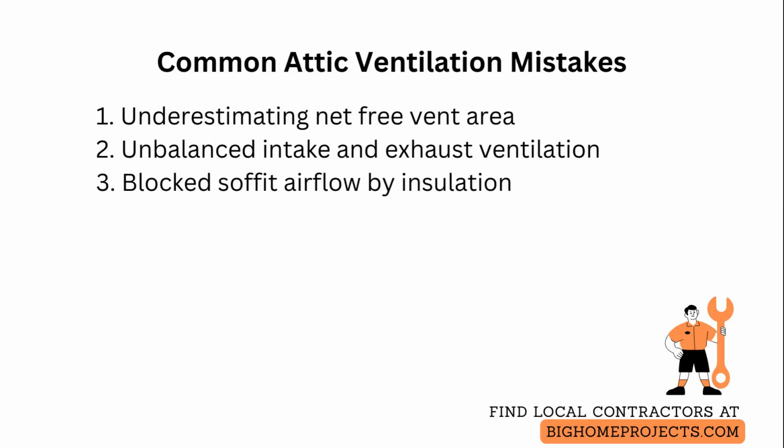Common mistakes are underestimating the reduction of net-free area by screens and louvers, which leads to ineffective ventilation. Correct that by adding extra openings based on manufacturer net-free area numbers. Another frequent issue is failing to balance intake and exhaust, which causes poor circulation. Correct that by ensuring soffit vents provide roughly half the total net-free area, and that exhaust vents are continuous or evenly distributed along the ridge.